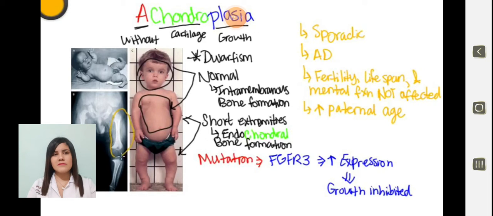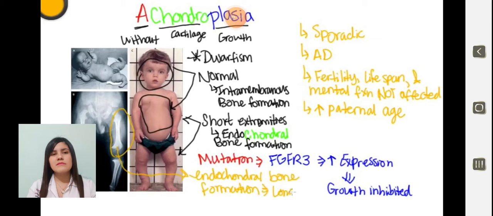Looking at this x-ray, we notice that the long bones have not developed properly. And the reason that these long bones don't develop properly is because the main mechanism by which long bones grow is endochondral bone formation.